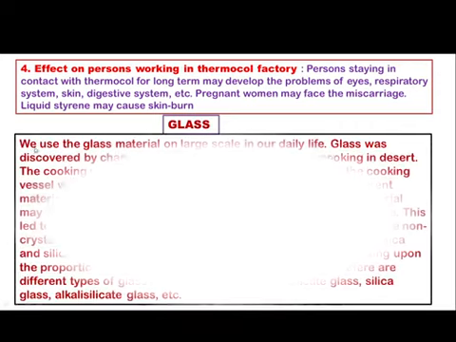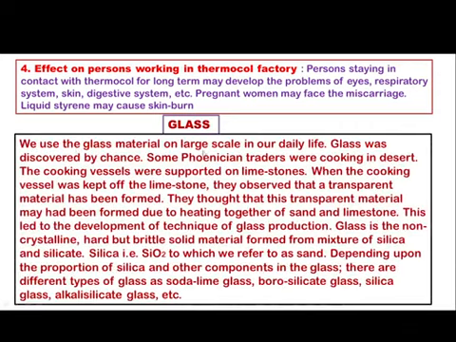Glass. We use glass material on a large scale in our daily life. Glass was discovered by chance. Some Phoenician traders were cooking in a desert. The cooking vessels were supported on limestones. When the cooking vessels were taken off the limestone, they observed that a transparent material had formed. They thought that this transparent material may have been formed due to heating together of sand and limestone. This led to the development of the technique of glass production.